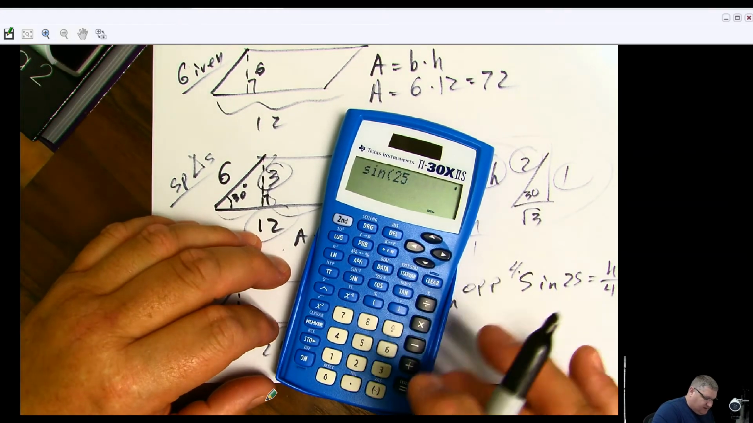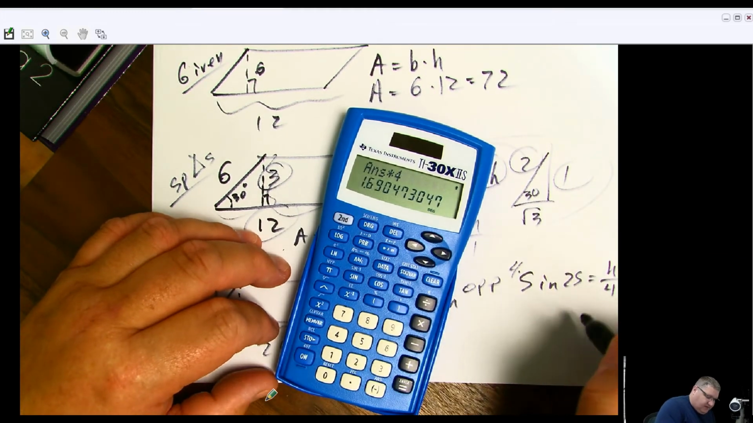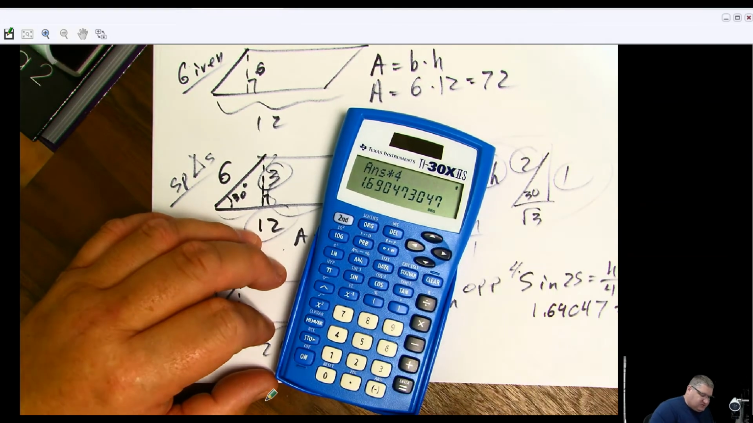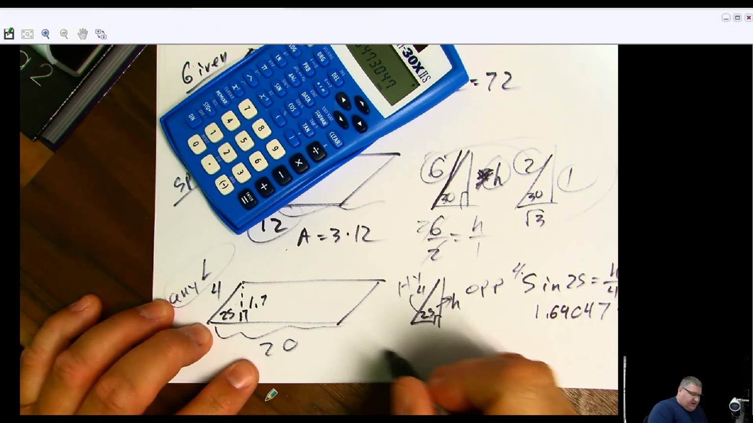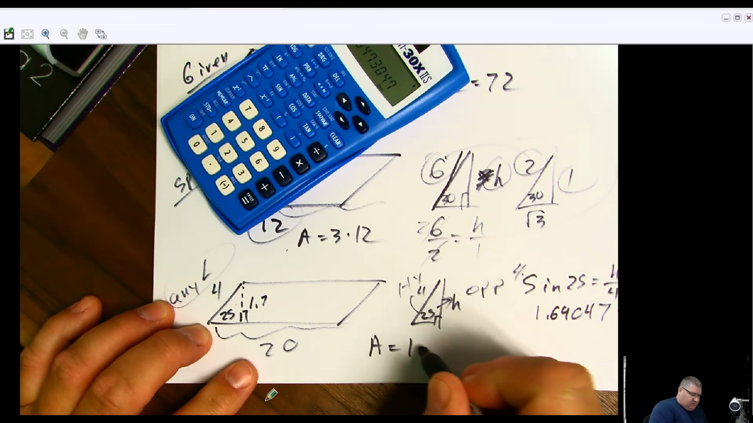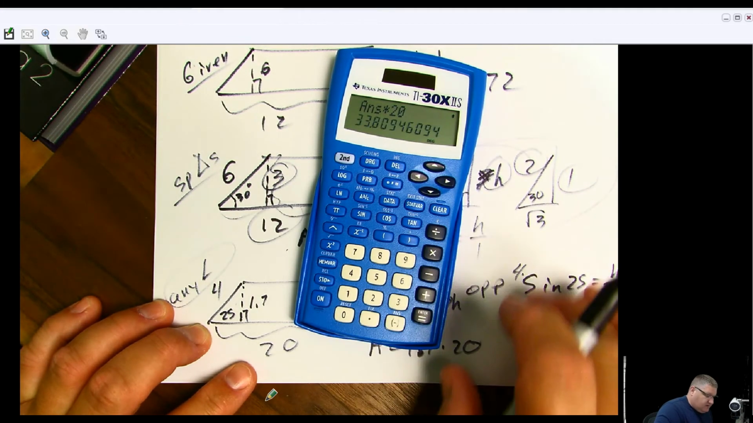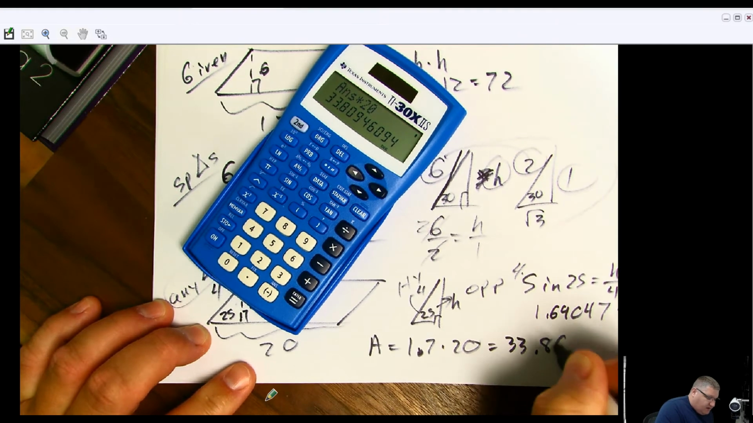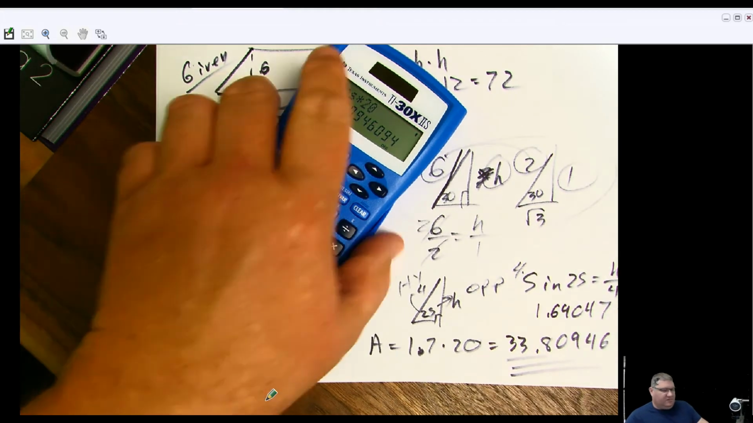And I simply take sine 25, enter, times 4. Bam. Answer is 1.69047 equals h. And now I have my height, 1.7-ish, and I'm able to say area equals 1.7 times 20. There you go. And if I leave all my numbers in the calculator, it really helps because then I can round it to whatever I need to round it to.